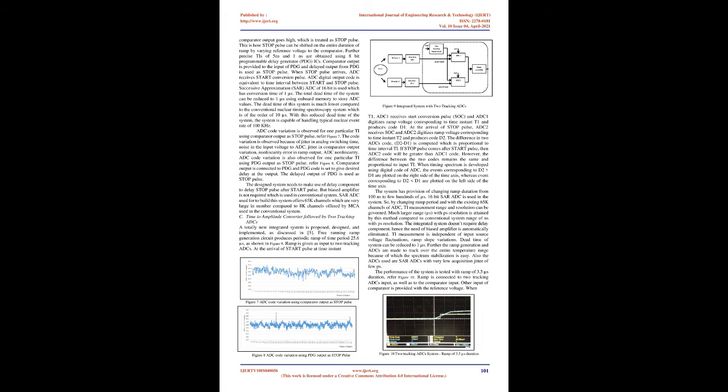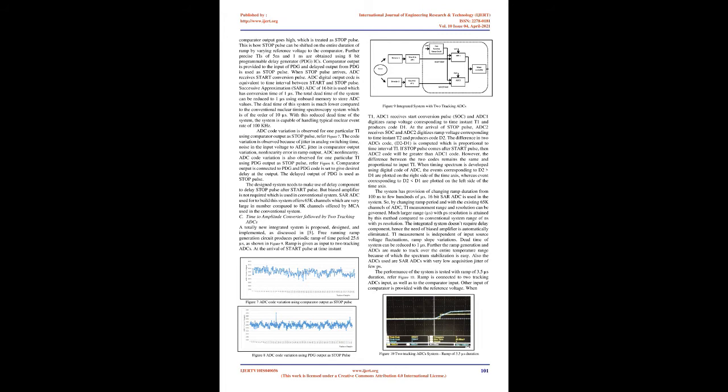If stop pulse comes after start pulse, then ADC2 code will be greater than ADC1 code. However, the difference between the two codes remains the same and proportional to input Ti. When timing spectrum is developed using digital code of ADC, the events corresponding to D2 > D1 are plotted on the right side of the time axis, whereas events corresponding to D2 < D1 are plotted on the left side of the time axis. The system has provision of changing ramp duration from 100 ns to few hundreds of s. 16-bit SAR ADC is used in the system.